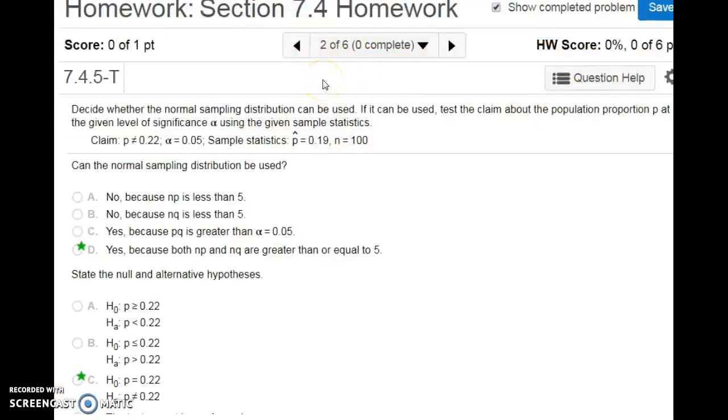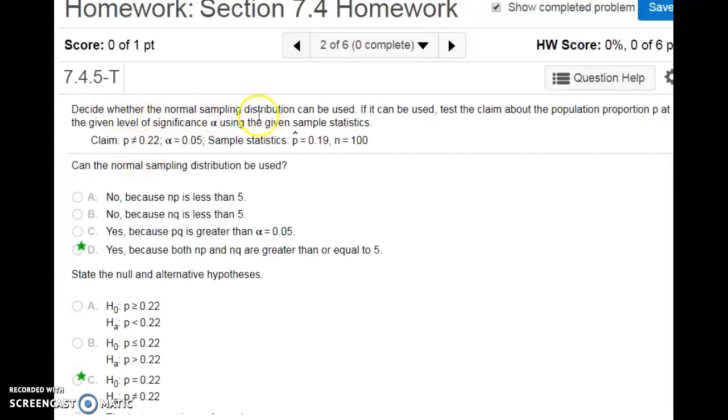So 1 and 2 are pretty similar, and we're going to decide whether the normal sampling distribution can be used. And if it is, then we're going to test the claim about our population proportion at the given significance level. So that's the first step you have to do in all of these types of problems, is determine whether it can actually be used or not.